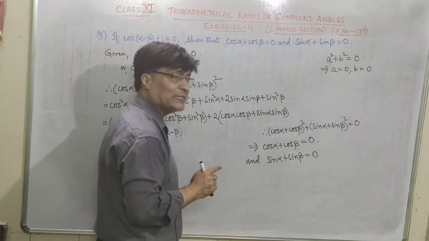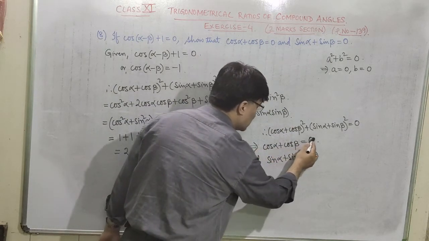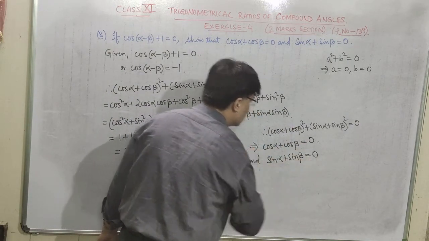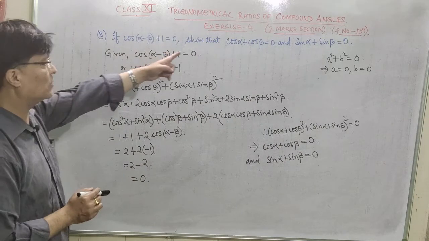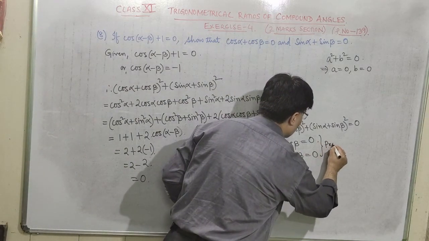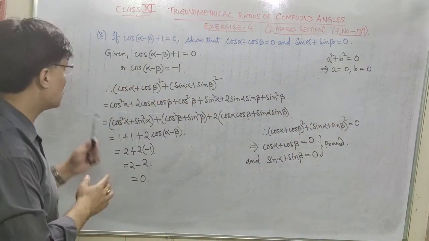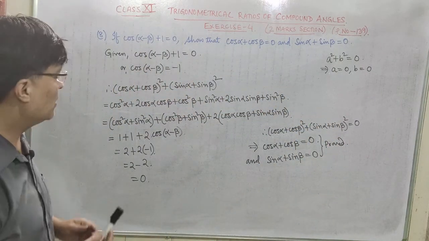So this equation implies that cos alpha plus cos beta is equal to 0 and sin alpha plus sin beta is equal to 0. So we have proved it. Okay, so it is done, proved. So you can write here proved. So I think you have understood it. So you can copy it now.